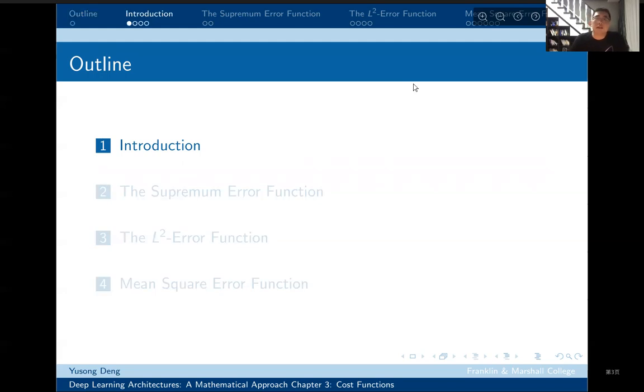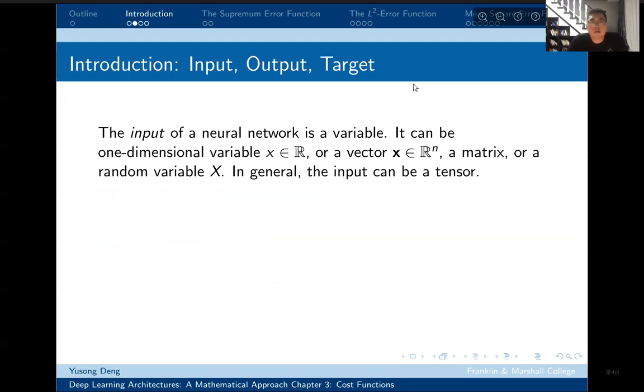So let's begin the introduction. What is input? The input of a neural network is a variable. First of all, it is definitely a variable because you will input different things into the neural network. And it can be a one-dimensional variable, such as a number, 0, 1, 2, 3, 4, right? Or vectors, for example, like 0, 0, that is the origin, or say like 0, 1, 2, 3, a vector that is in R4.